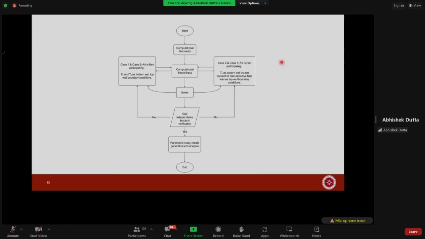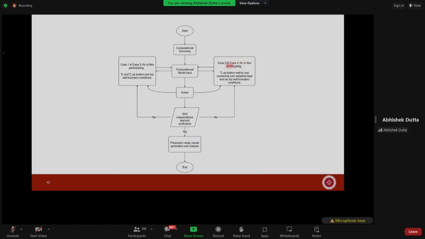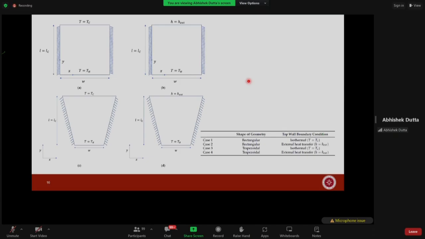So what they have done here is there is an algorithm. They developed, or proposed, this algorithm, the standard way of working, starting with the computational geometry, and then these 4 cases. Cases 1 and 3 are both rectangular and trapezoidal, and of course, the top wall boundary condition was isothermal, as I told you before. The second and the fourth cases are this one, where the air is non-participating, and they have the external heat transfer that is happening here.